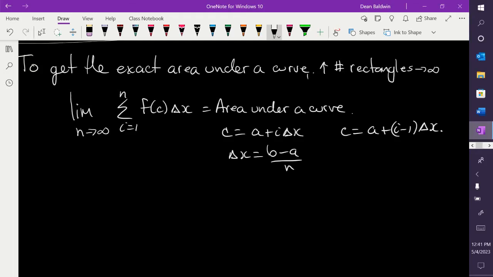So to find the area under a curve, we increase the number of rectangles to infinity, and we get this equation. The limit as n goes to infinity, n is the number of rectangles, of the sum from i equals 1 to n of f of c delta x. Remember, this f of c is the height of the rectangle, and delta x is the width. And you add up all those rectangles, and we should get the actual area under a curve.